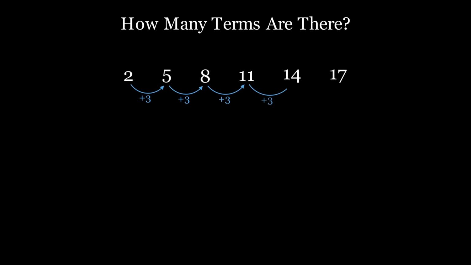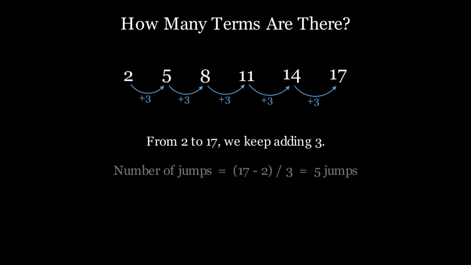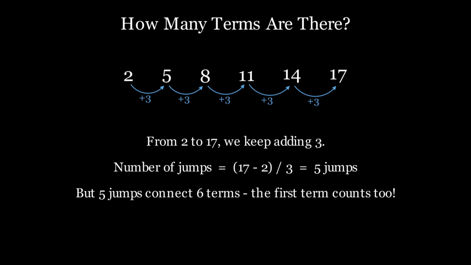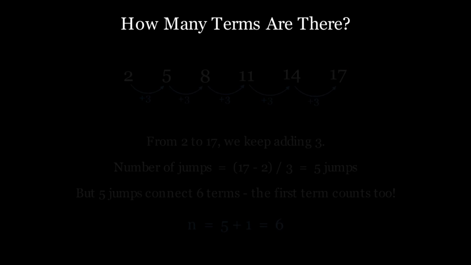Before that we need to know how many terms there are. In this arithmetic sequence we can see that from 2 to 5, 5 to 8 and so on, we have 5 jumps to reach 17. We keep adding 3 from 2 to 17 5 times, and it connects 6 terms also. So n is equal to 5 plus 1, 6. Where does this plus 1 come from?